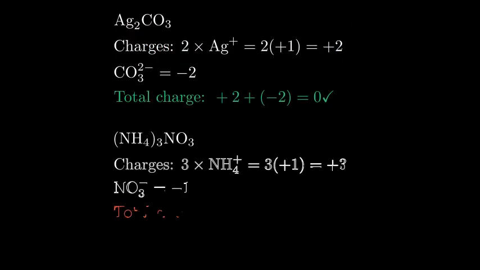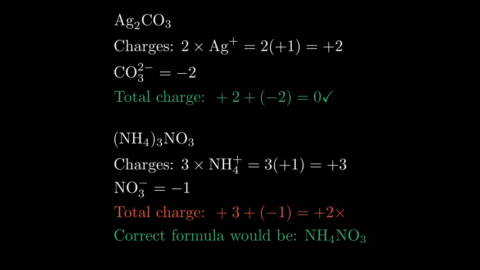Let's check option A, which has silver carbonate, Ag2CO3, and ammonium nitrate written as (NH4)3NO3. For silver carbonate, we have two silver ions, each with a charge of +1, giving a total positive charge of +2. The carbonate ion has a charge of -2. Since 2 positive equals 2 negative, the charges balance out, and this formula is correct.